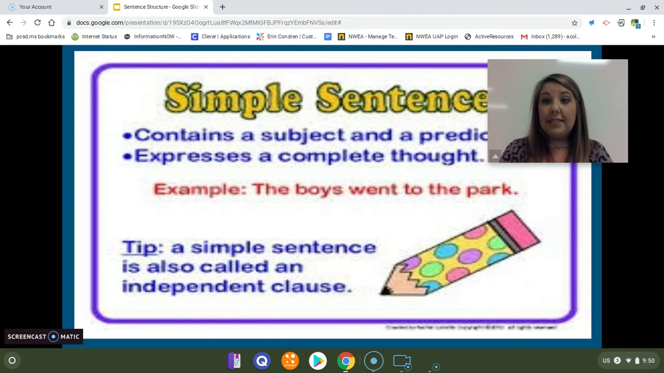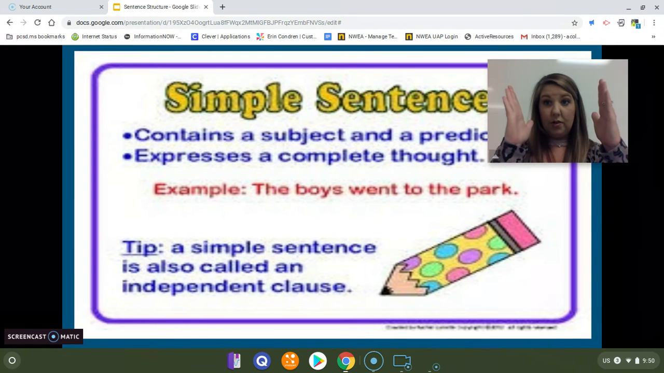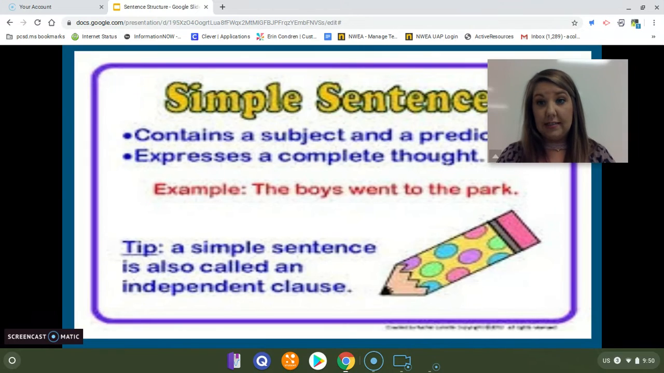So let's talk about the simple sentence. Simple sentence is the easiest one. Subject, verb, okay? It runs. That can be a simple sentence. It's your subject, runs is your verb. It completes a thought. It runs, okay? Now, we like for our sentences to be a little longer than that, especially when we get up to 5th and 6th grade.